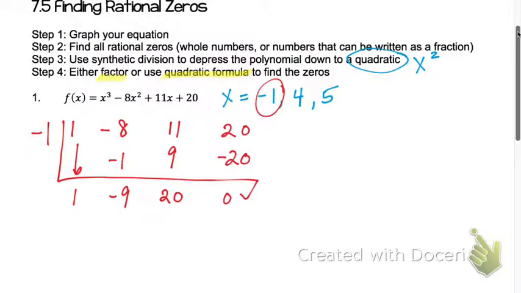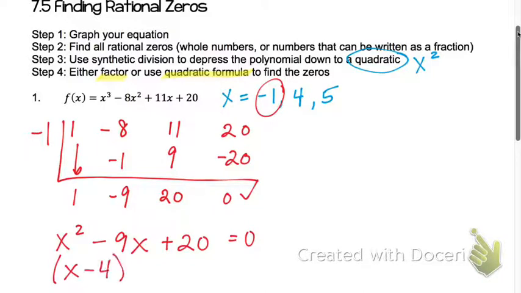So now I am left with x squared minus 9x plus 20 equals 0. And I can factor this. If I want to factor, it would be x minus 4, x minus 5. And those are my other 2 answers. So that's how you check.